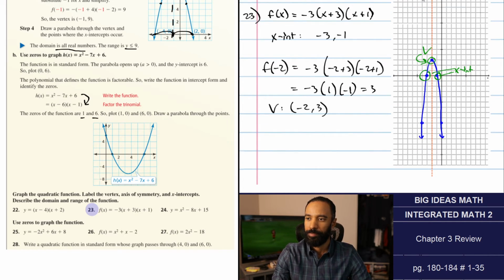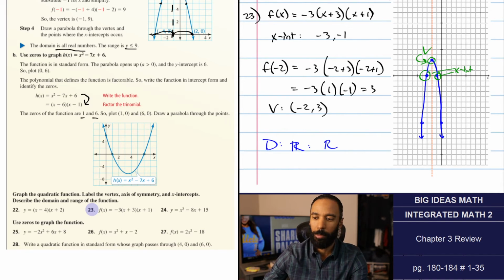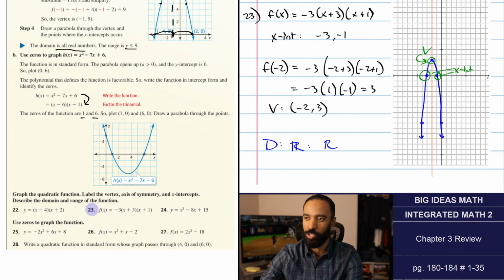The domain is all real numbers. That's not new. The range, why do I have a colon there? The range, a little bit new. Y is less than or equal to 3, once I erase the colon and write a comma. A symbol typo. Y is less than or equal to 3.